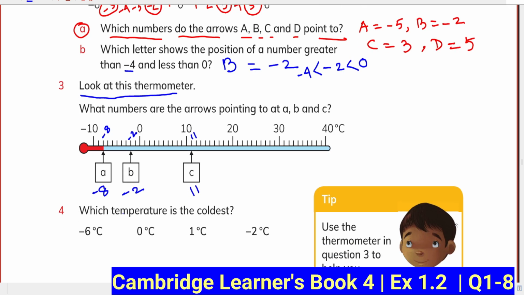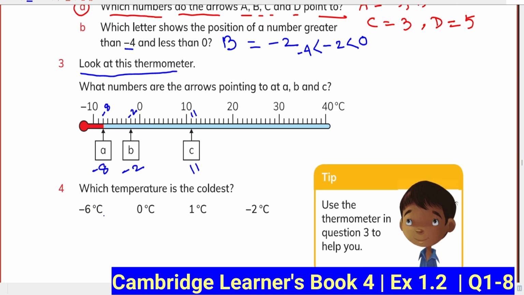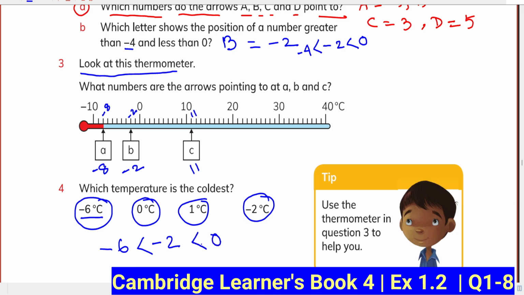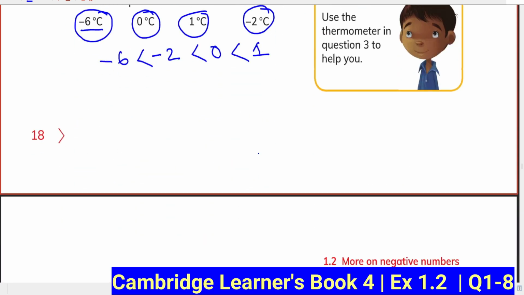Now, which temperature is the coldest? Coldest means the lowest number, which is -6. This is the coldest. And next coldest is -2, and then 0, and then 1. So -6 is less than -2, less than 0, less than 1. Okay, very simple. So that question is done.